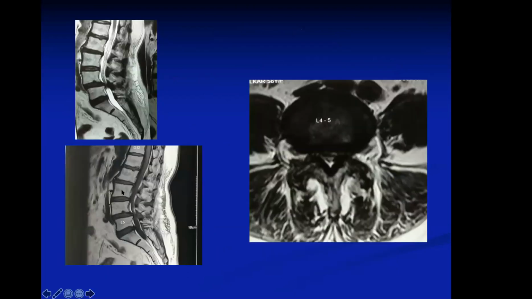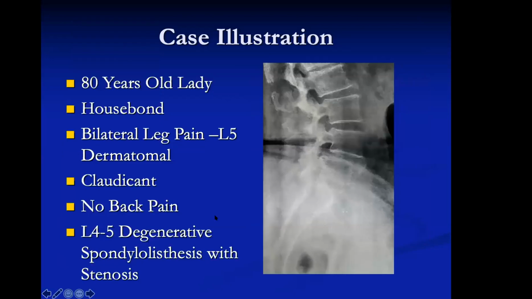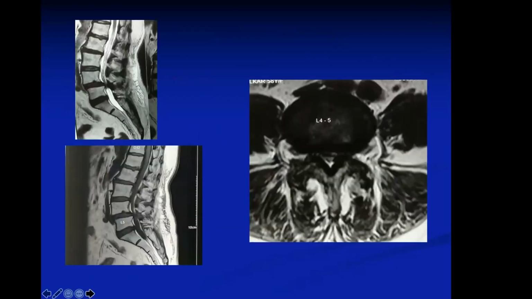So if you see here, the MRI again is done in extension. When the patient has a standing X-ray which shows a certain degree of listhesis, which is load bearing, and the MRI also shows no reduction, that matters. In extension, the spondylolisthesis should reduce. If it doesn't reduce, that means it is a stable listhesis. It is not going to move much.